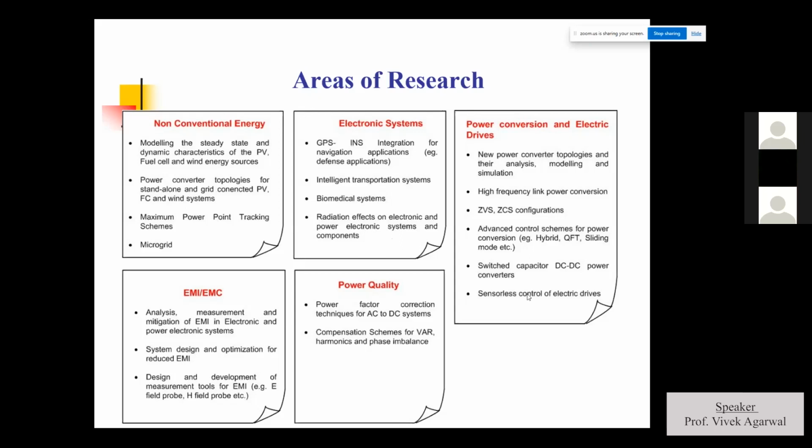Power conversion and electric drives, we again have a lot of activities in the PPS group. New power converter topologies, which are more efficient, which are more compact, and which make use of things like high frequency link for compactness and low weight and so on. ZVS and ZCS configurations. I'm sorry, I have to use these terms, but they're very important. They are for reducing the switching losses as the switches in the power electronic converters switch. So to reduce their losses, we use these schemes. We use several advanced control schemes for our studies.